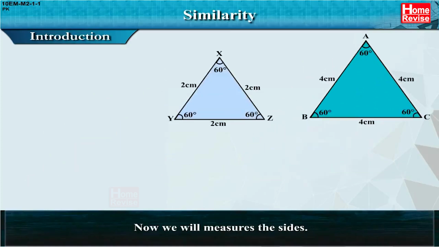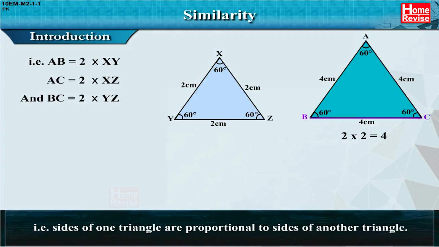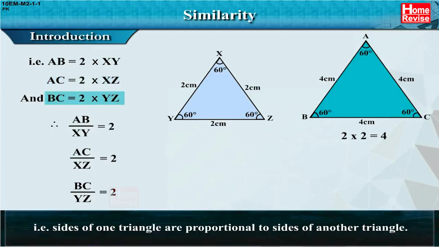If you observe, you get 2 multiplied by 2 is equal to 4 in each side. That is, sides of one triangle are proportional to sides of the other triangle. That is, AB is equal to 2 multiplied by XY, AC is equal to 2 multiplied by XZ, and BC is equal to 2 multiplied by YZ. Therefore, AB upon XY is equal to 2. AC upon XZ is equal to 2. BC upon YZ is equal to 2.